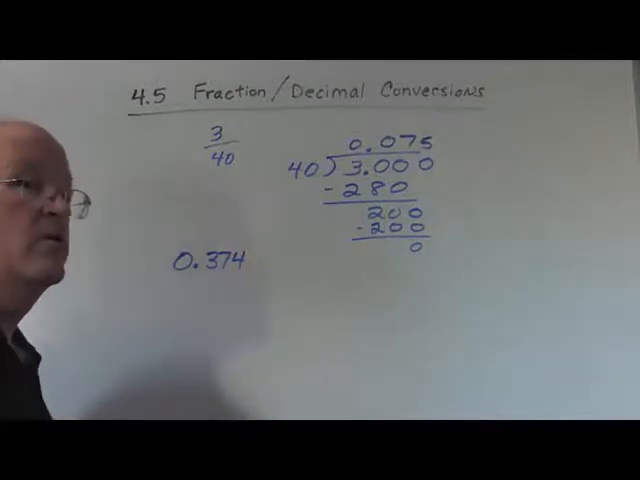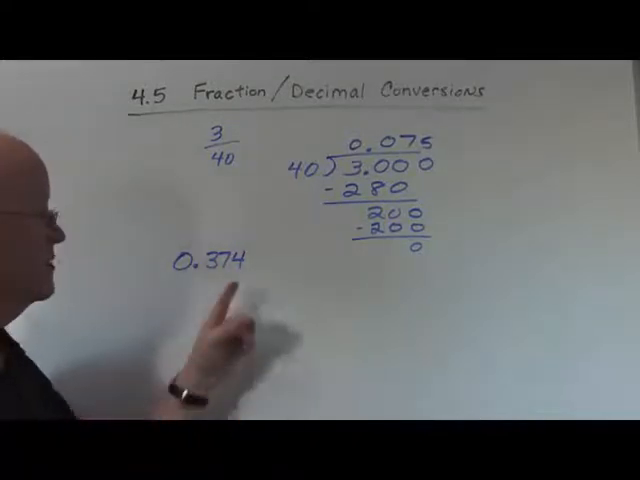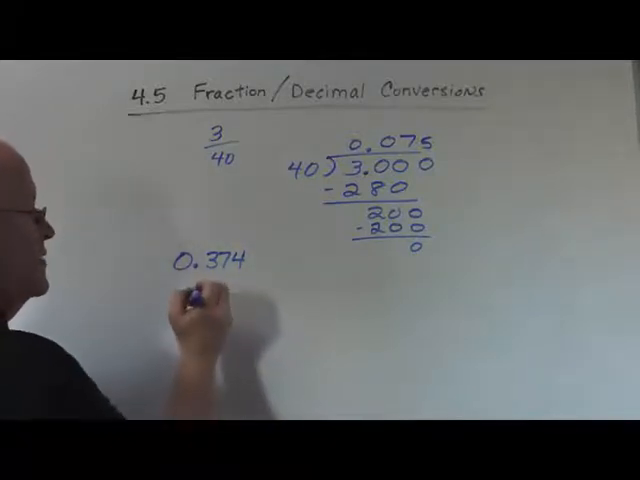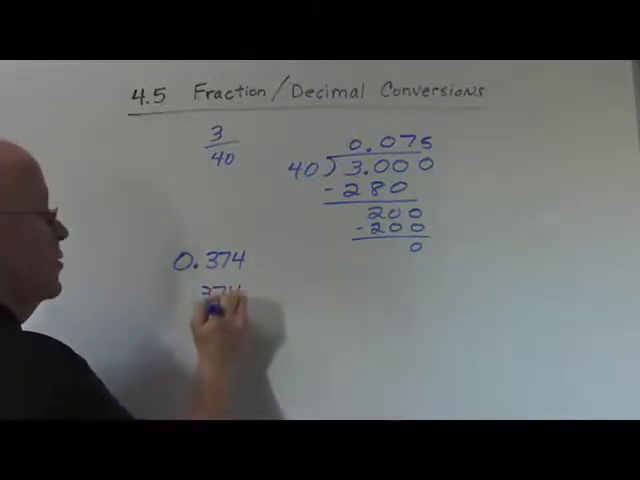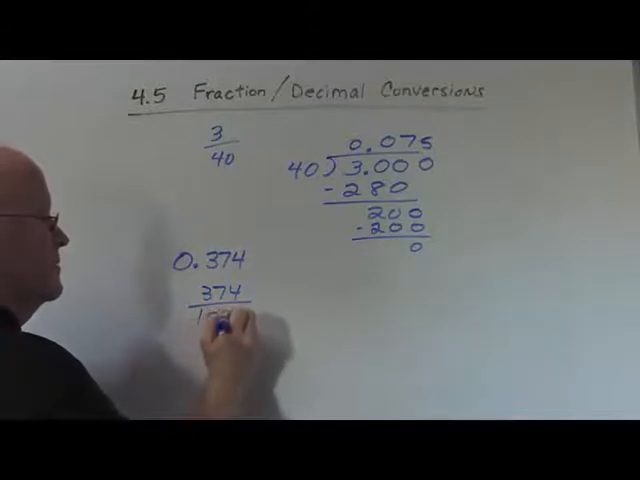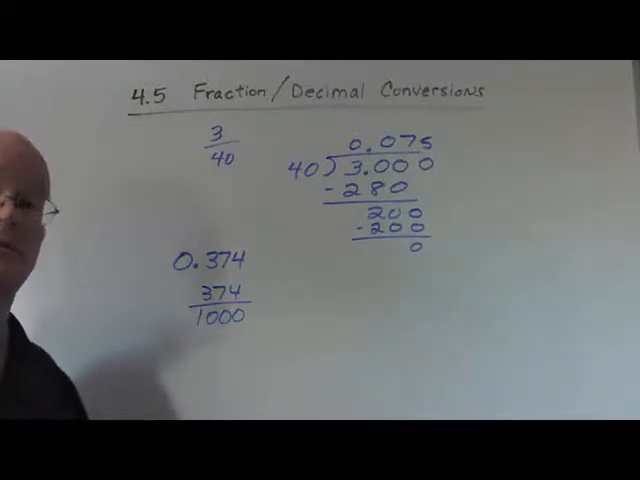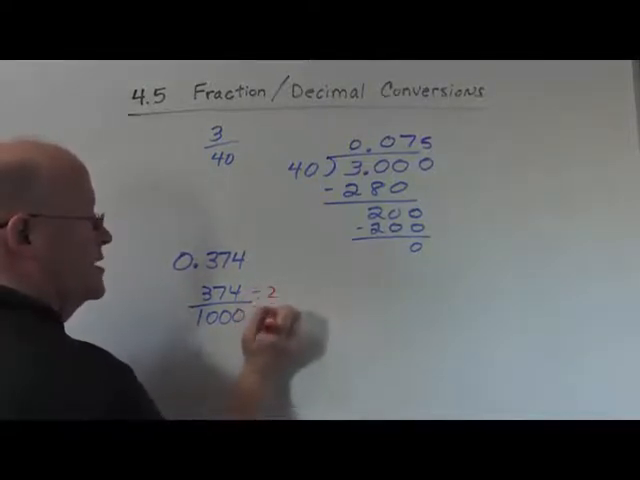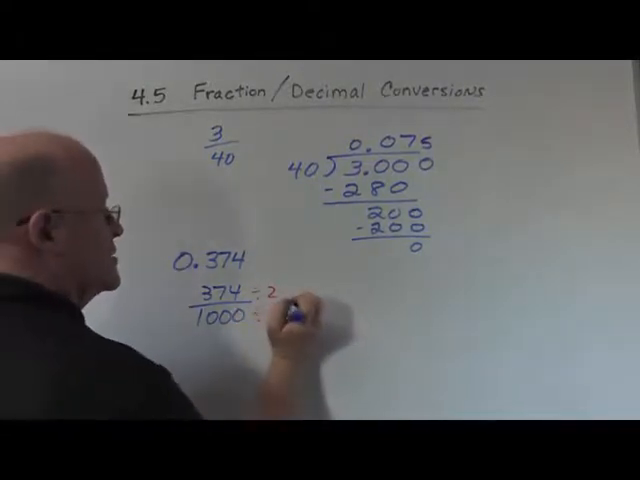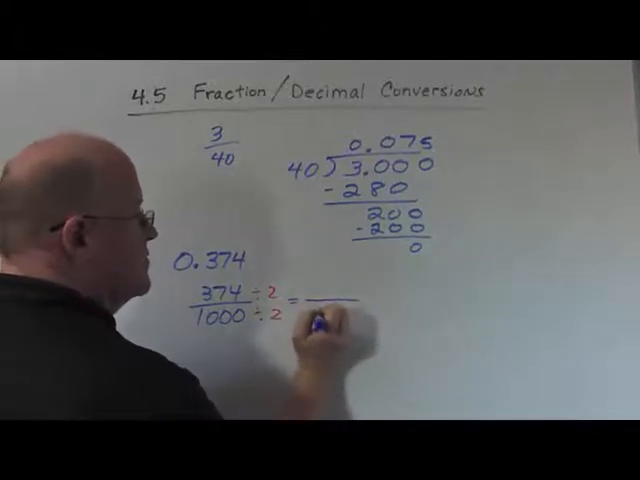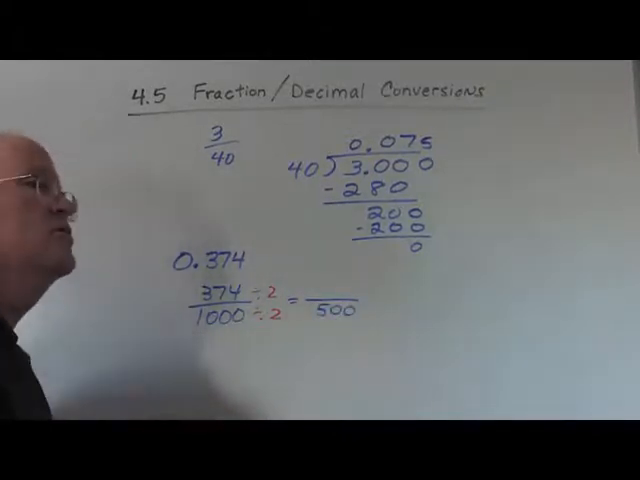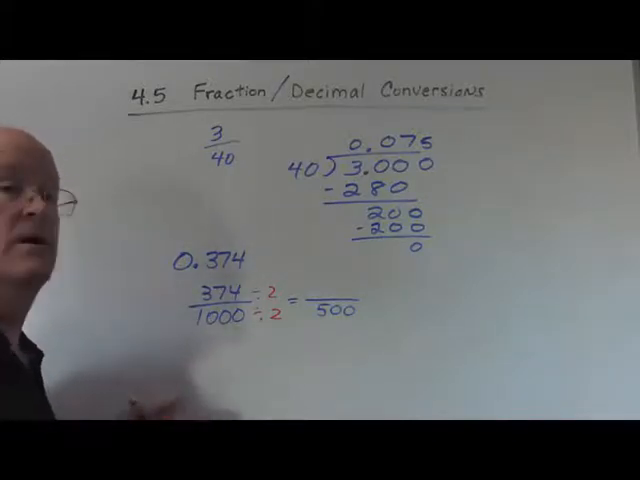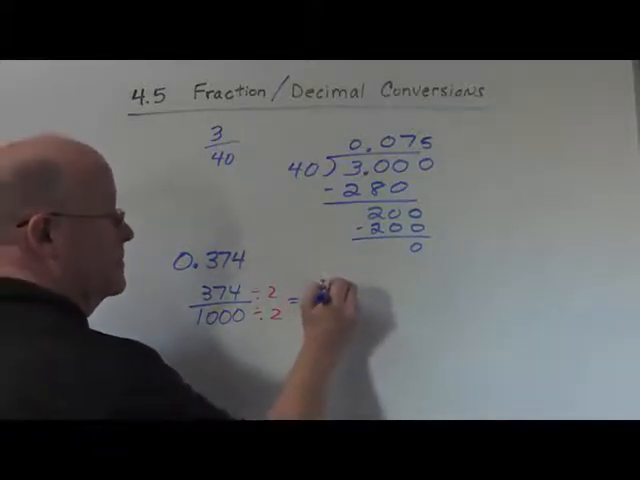Now, when it comes to starting with a decimal and converting to a fraction, let's say we have 0.374. We would first pronounce that number. This 4 falls in the thousandths column, so I would write that as 374 thousandths. Then I would begin the reducing process. These are both even, so I can divide each by 2. I know the denominator very easily will become 500, but with that numerator I may have to do some long division. I'm going to end up getting 187.